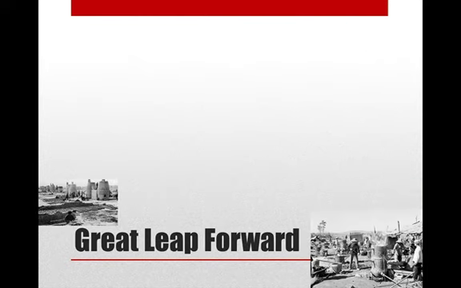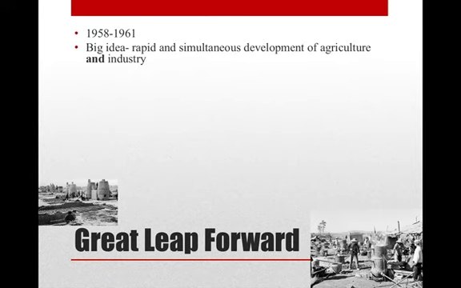Which does bring us in 1958 to one of the major initiatives economically to bring China into a modern country. Remember, one of the causes of the war was China wasn't modern. Mao's going to try and fix it. From 1958 to 1961, you will have what he calls the Great Leap Forward. The big idea of the Great Leap Forward is to rapidly industrialize and develop the agriculture to feed a growing population.